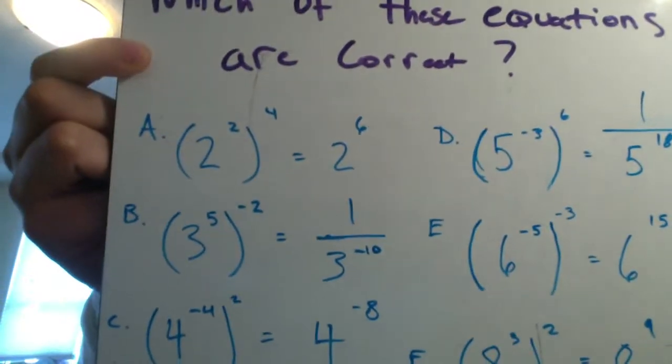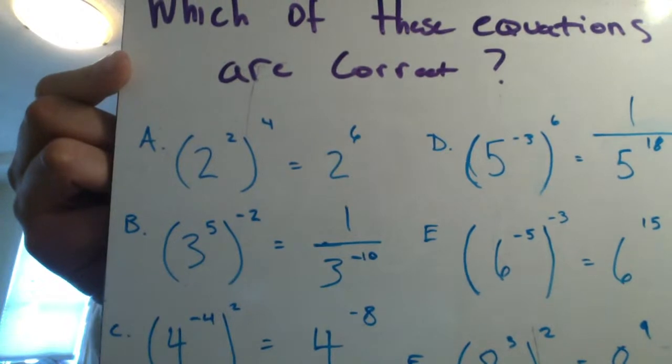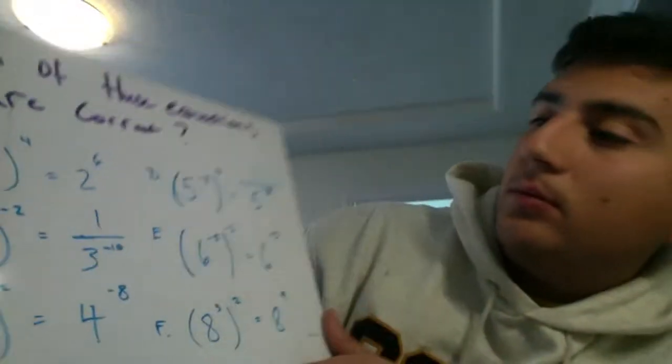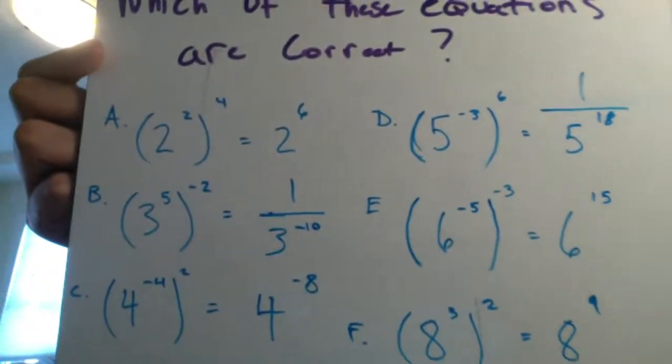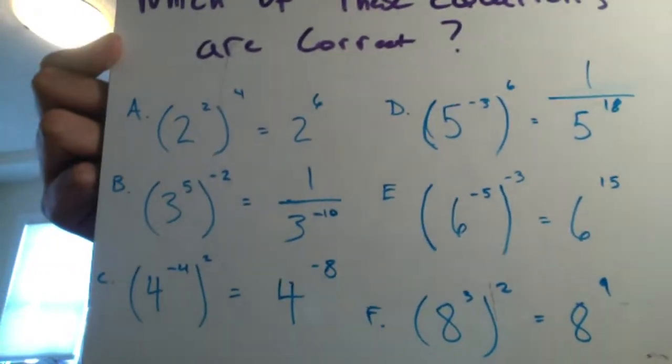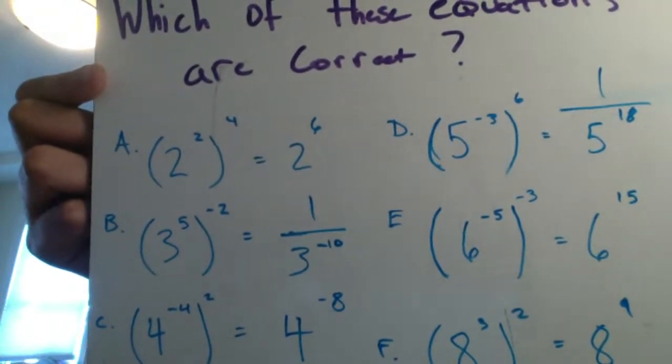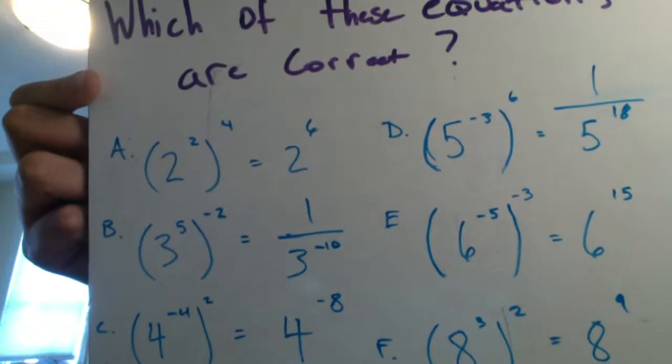So the first one, you have 5 to the second power all raised to the fourth power is 5 to the sixth. Sorry, 2. Can't read my own handwriting. So A is incorrect because the power rule tells us that we multiply those. So 2 times 4 is 8, not 6. That's why A is incorrect.